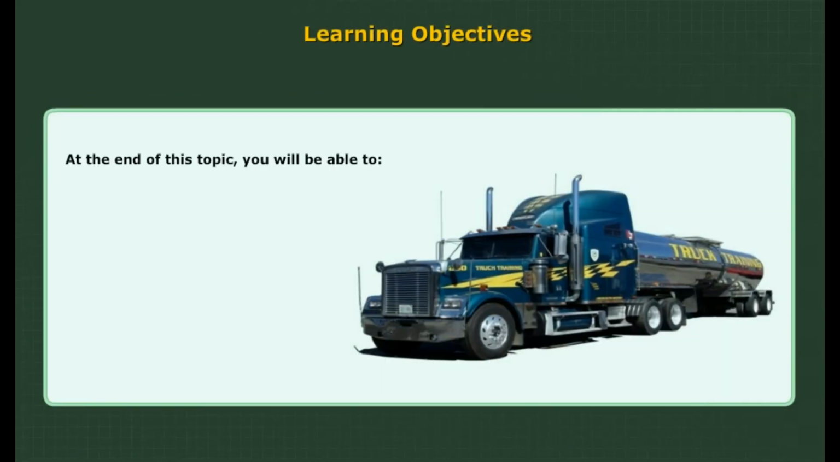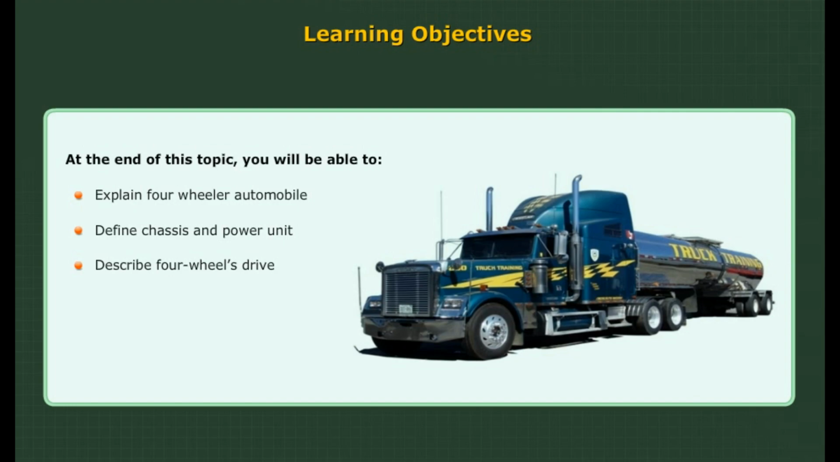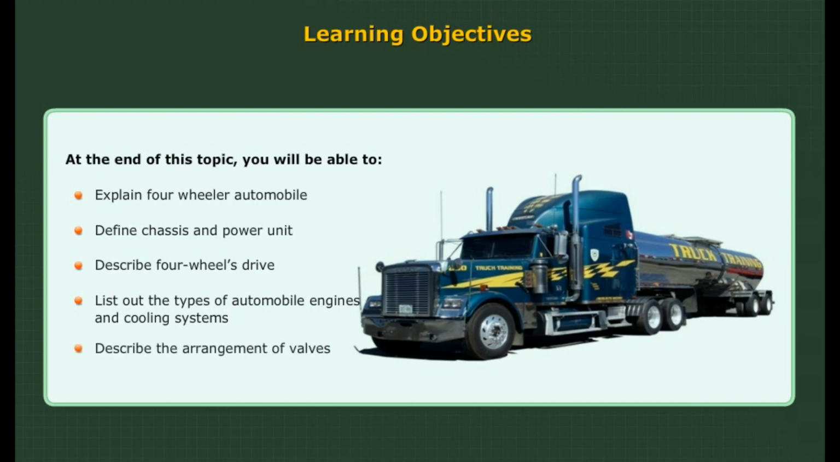Learning Objectives. At the end of this topic, you will be able to explain four-wheeler automobile, define chassis and power unit, describe four-wheel drive, list out the types of automobile engines and cooling systems, describe the arrangement of valves.